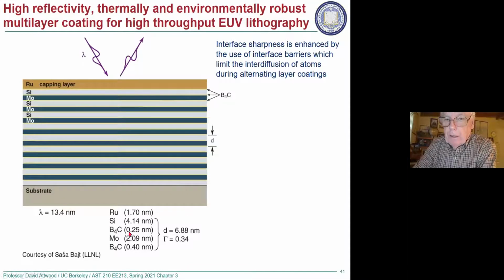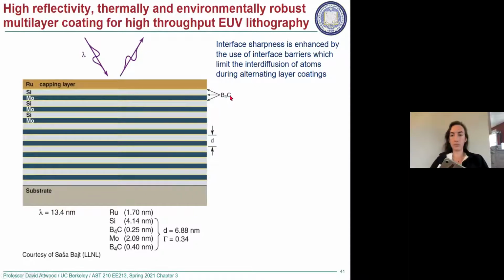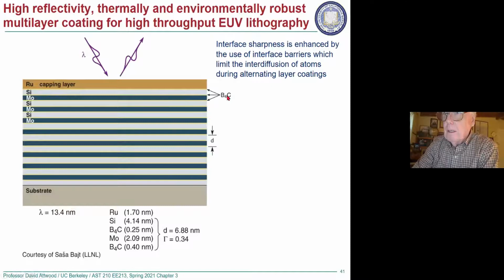It's relatively thin compared to the wavelength. The wavelength's 13 nanometers, and this is small. And it's all low Z materials, boron and carbon, so it's not absorbing a lot. It is changing the definition of the interface a bit. It is giving some thickness to the interface, but bottom line is, if they analyze it, they make it, and it works pretty well.